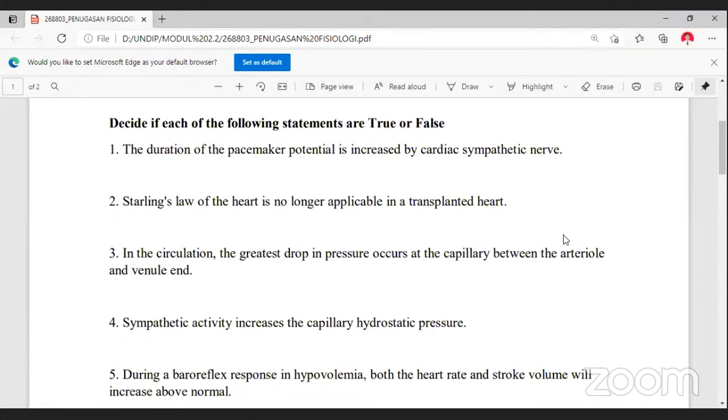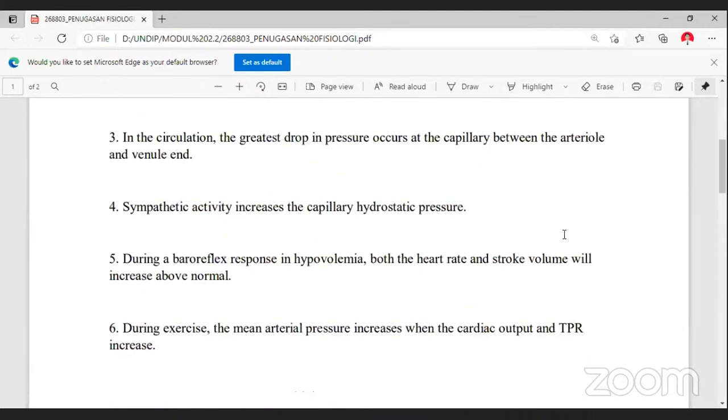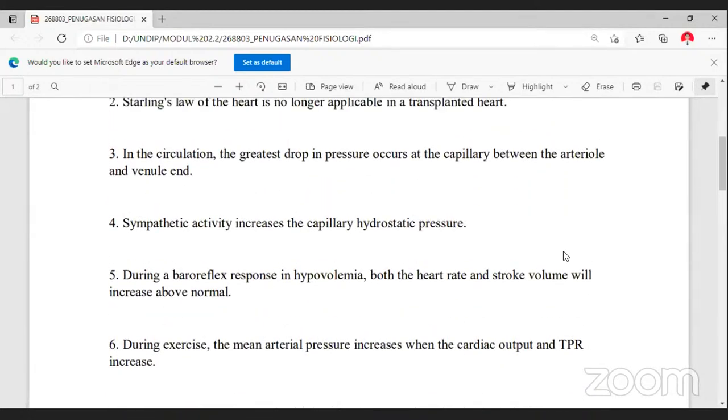Okay, Kayla, are you ready? Okay, doctor, I'm ready. So my answer for question number 3 is false, because the highest pressure of circulating blood is found in arteries and gradually drops as the blood flows through the arterioles, capillaries, venules, and veins, where it is the lowest. The greatest drop in blood pressure occurs in the transition from arteries to arterioles.